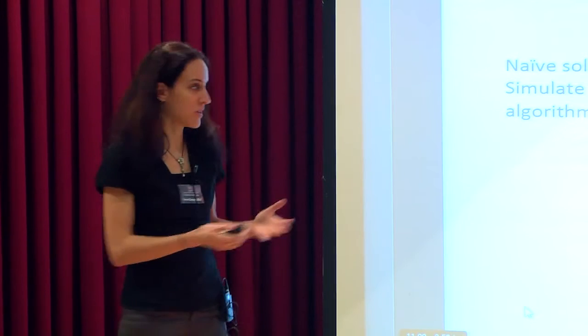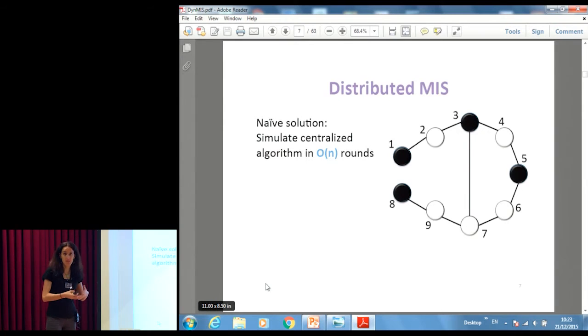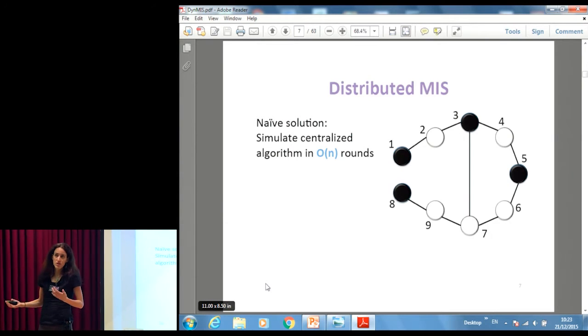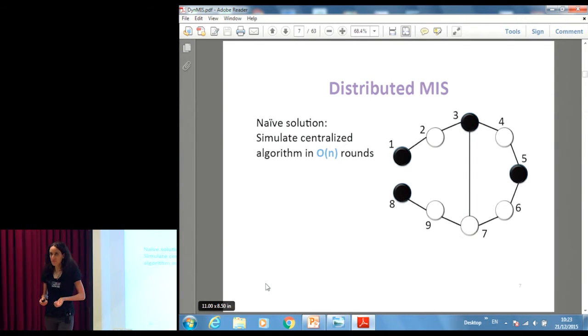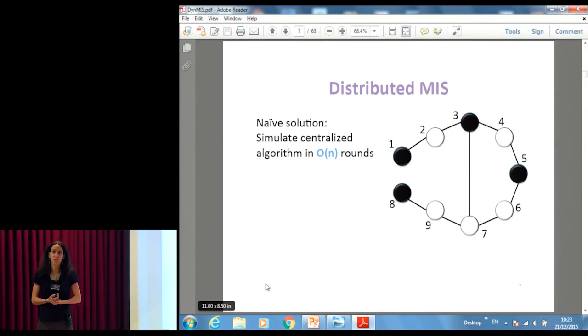Why? It doesn't scale with the size of the network. Okay, so this graph is not our input. It's our network. And our network can actually grow a lot and change. And we don't want the time that it takes us to get a solution to be linear in the size of the network. For example, we would like things to behave logarithmically. Okay, so that would scale well. Even if I double the size of the network, I don't really increase my complexity.